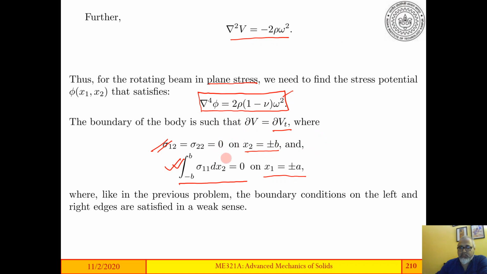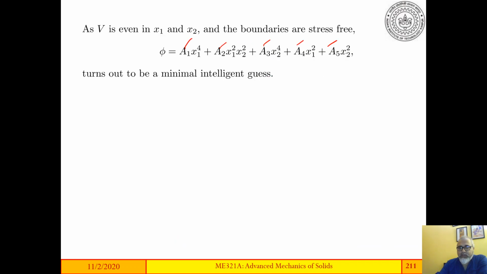4 on the top and bottom, and 1 at the sides. So from these 5 boundary conditions, I can derive everything. And to make sure that the conditions at x equal to a and x equal to minus a are both satisfied, I have to take a suitable function, because I know it's symmetric. So I have to take a function which gives me symmetric phi, and that's what I have done. This turns out to be a minimal guess.